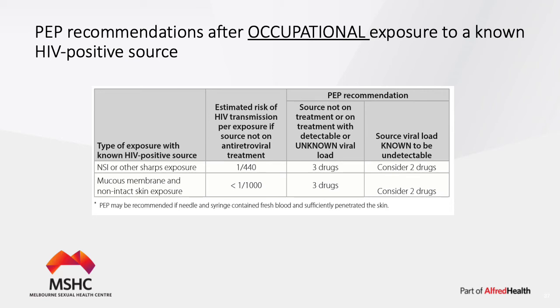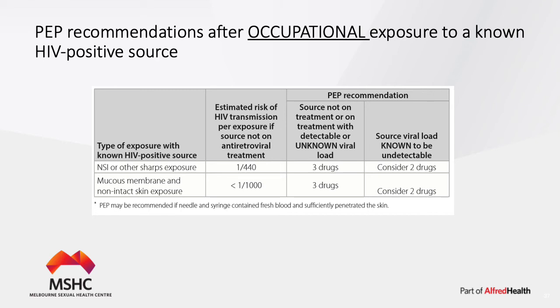Okay. So then we look at PEP recommendations after occupational exposure to a known HIV source. This is completely different. When we talk about NPEP, we're talking about non-occupational exposure. Okay. So this is needle syringe exchange or other sharp exposure. The estimated risk is 1 in 440. If the person is not on treatment or has an undetectable viral load, then if the person has an undetectable viral load, you consider 2 drugs. If the person is not on treatment or has an unknown viral load, you've got to use 3 drugs.